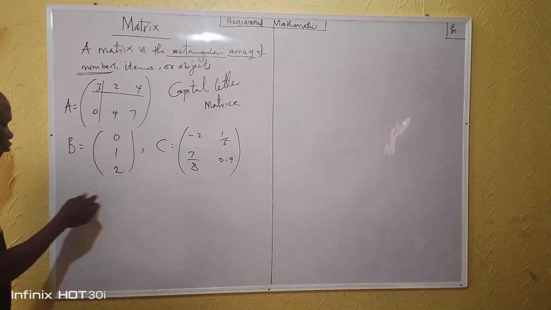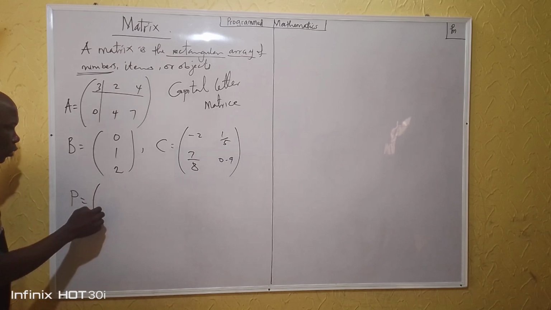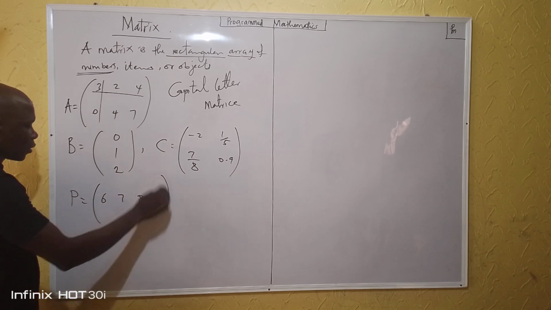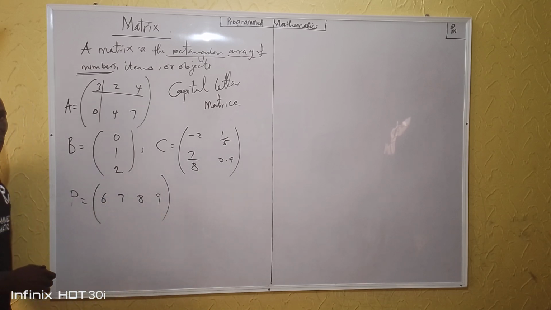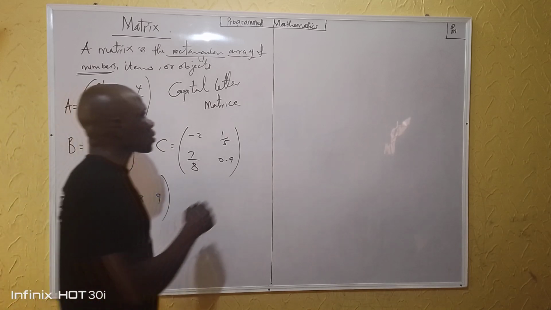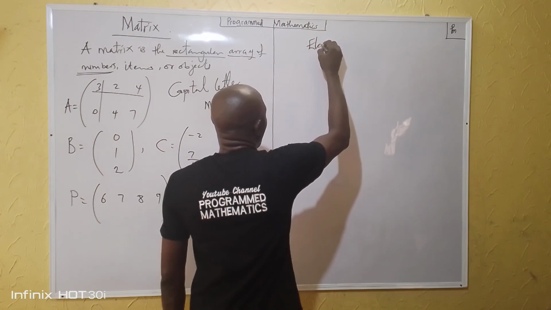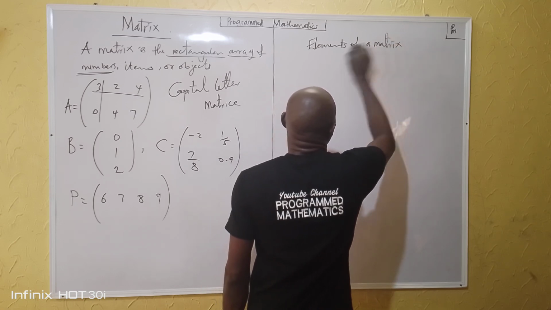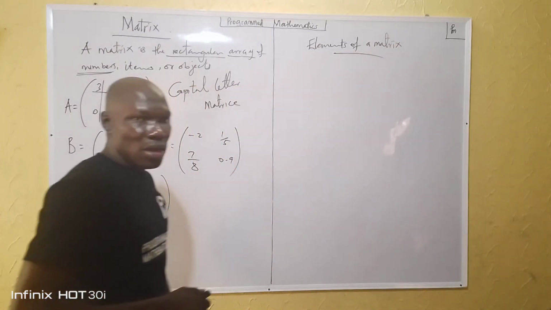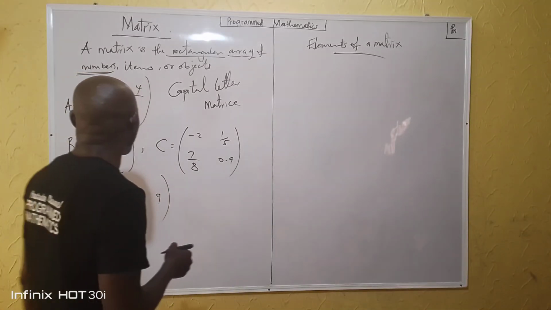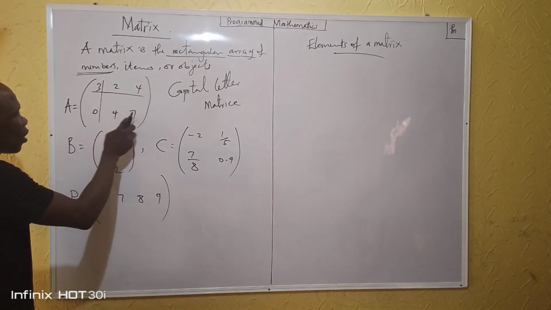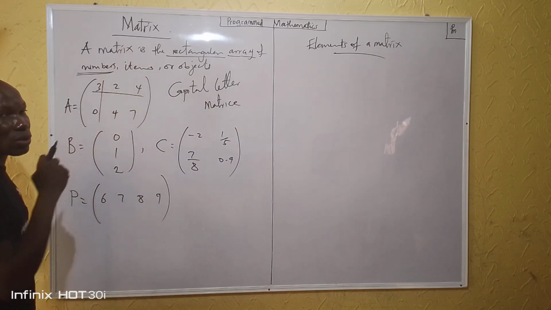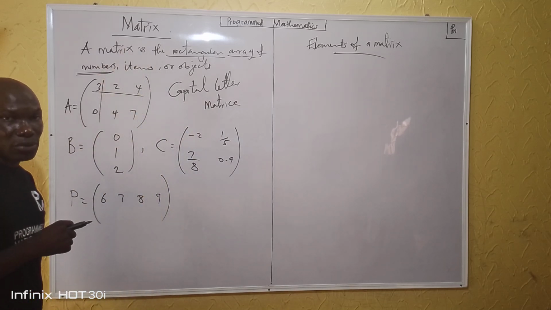So you can have any matrix, you can have matrix P equals, let me say, 0 or 6, 7, 8, 9. This is also a matrix. Now, having known that, let's talk about what we mean by elements of a matrix. When we refer to elements of a matrix, we mean those numbers that are arranged in rows or columns. They are the ones we refer to as the elements of a matrix.